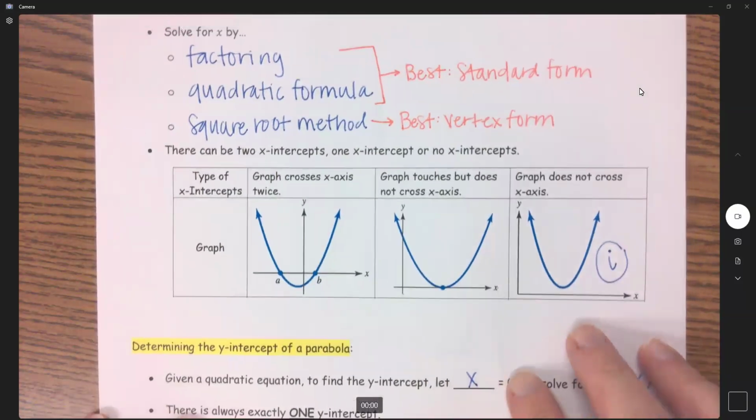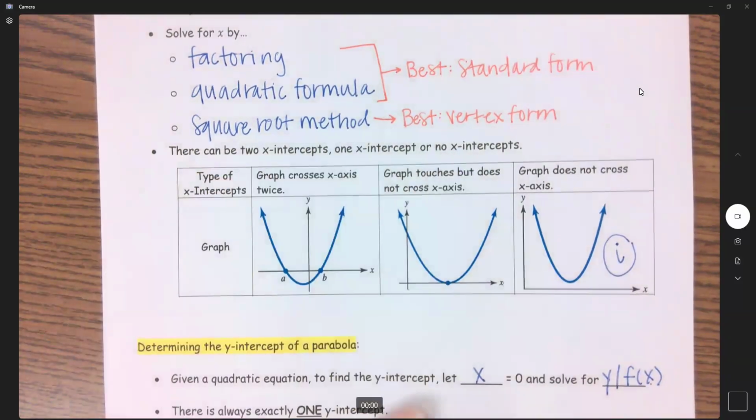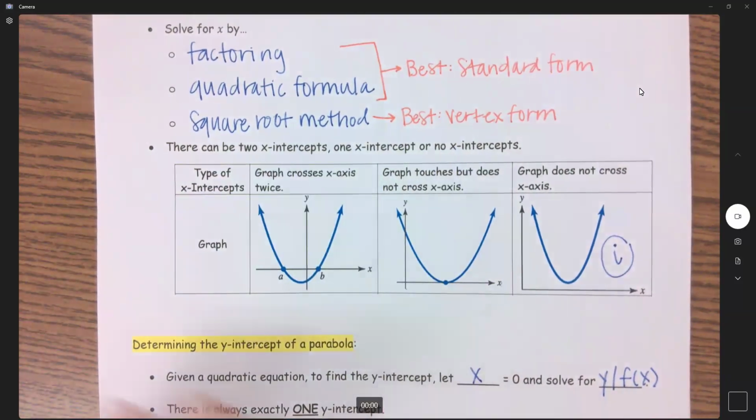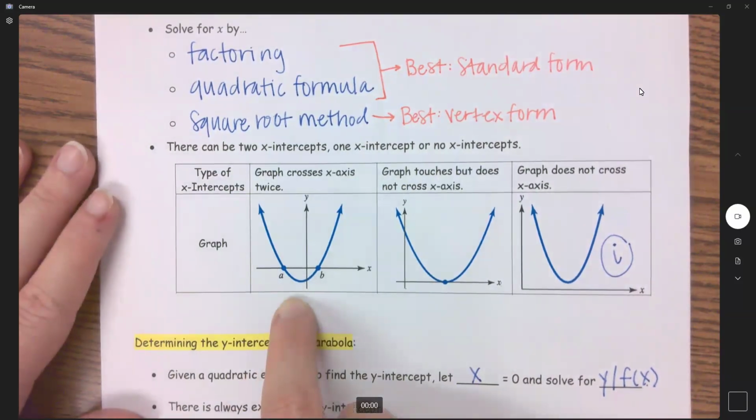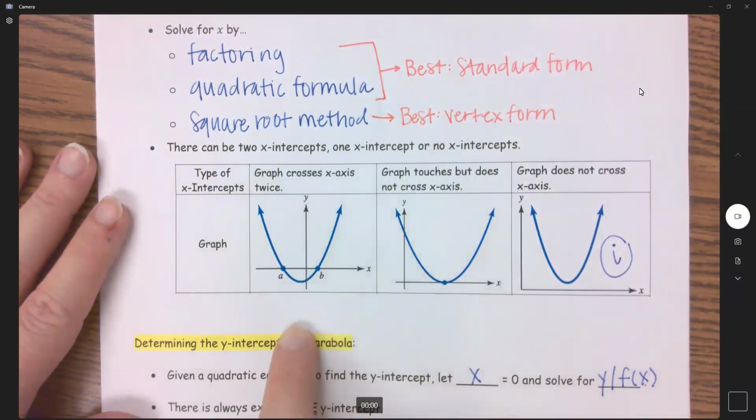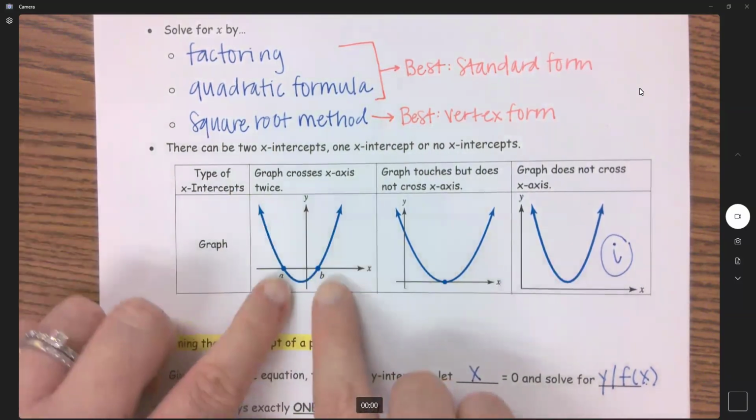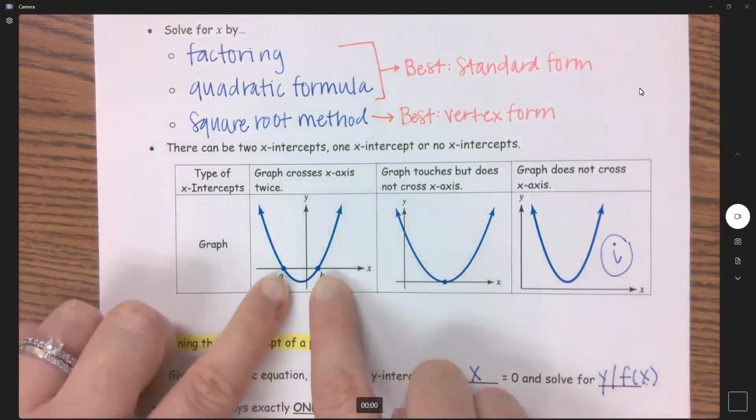Now, talking about those x-intercepts, we could have 2 x-intercepts, 1 or none, depending on what this graph looks like. So I would say typically it's probably going to look like this, where it crosses twice, where if it opens up, that vertex is below the x-axis, or if it's opening down, that vertex will be above the x-axis, and then it will cross 2 different places.